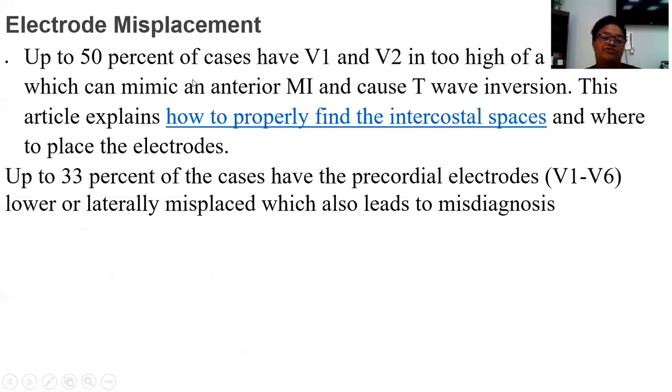Okay, electrode misplacement. Up to 50% of cases have V1 and V2 in too high of a location, which can mimic an anterior MI or heart attack and cause T-wave inversion. Okay, and this is just an article. This article explains how to properly find the intercostal spaces and where to place the electrodes. Up to 33% of cases have the precordial electrodes V1 through V6 lower or laterally misplaced, which also leads to misdiagnosis. Okay, so remember I said do not try to just memorize where the leads are. You need to actually familiarize yourself with finding those landmarks and those intercostal spaces.